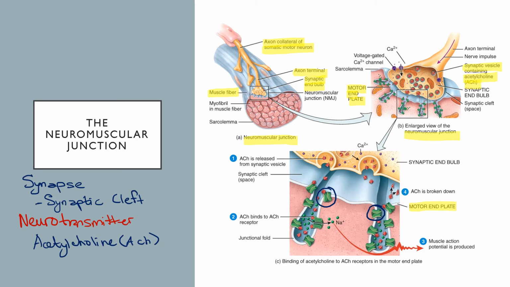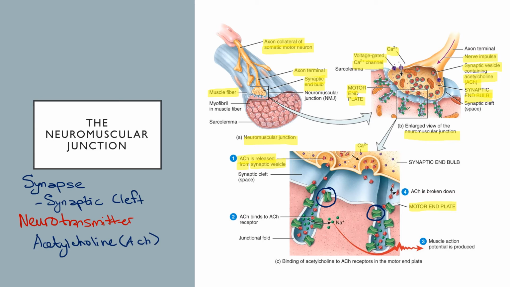So here we can see the events at the neuromuscular junction. This purple arrow is the nerve impulse. So we have a nerve action potential coming down the axon to the synaptic end bulb here. And once that action potential comes to the end, these voltage-gated calcium channels open in the nerve, allowing calcium into the synaptic end bulb. Once calcium enters the synaptic end bulb, it exocytoses these synaptic vesicles that are filled with acetylcholine.